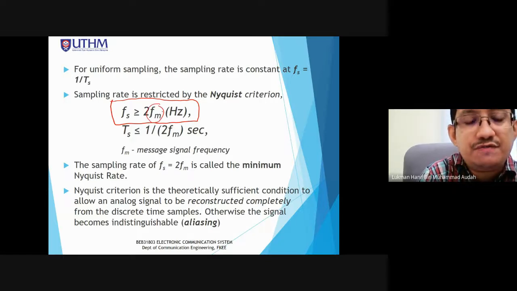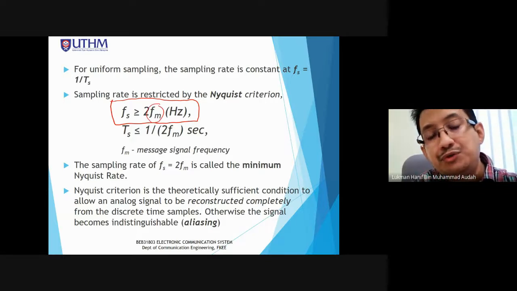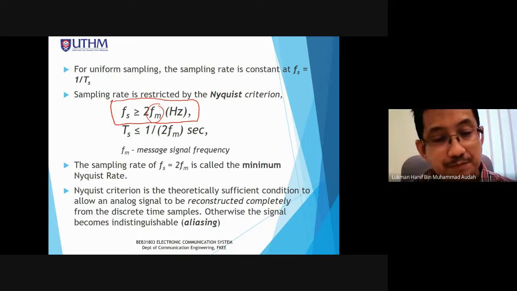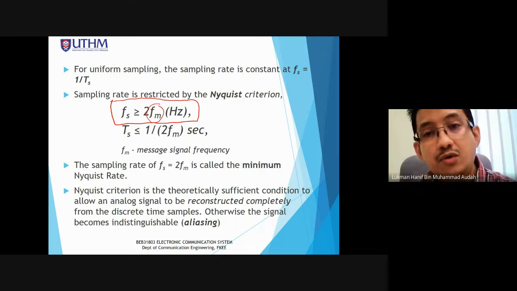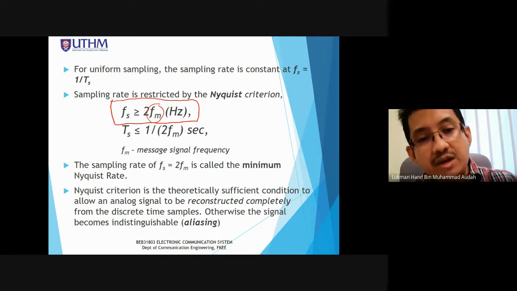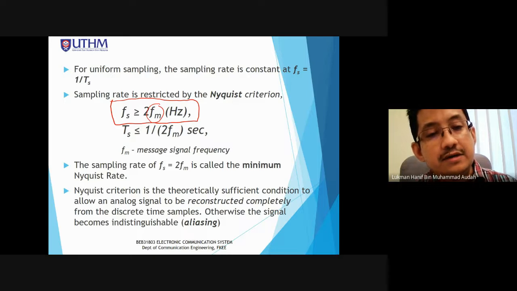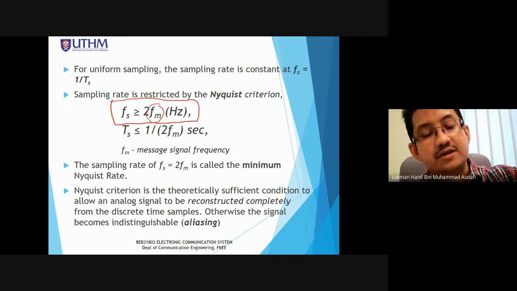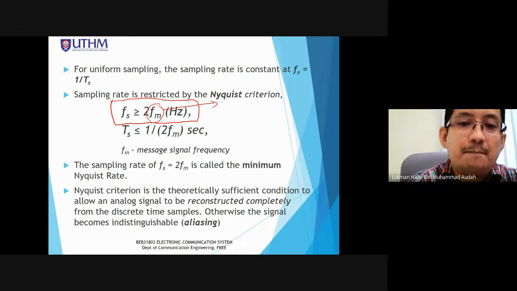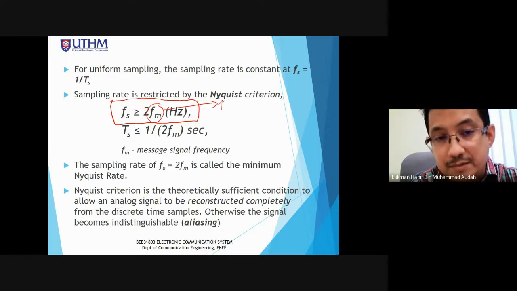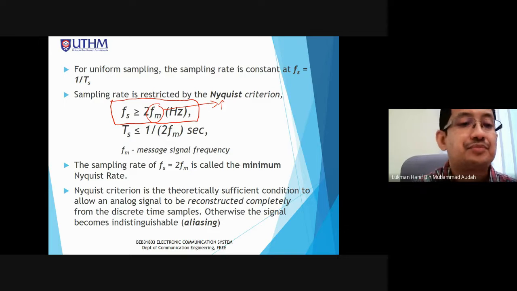This frequency of the input should be the highest frequency of the input, because in the practical scenario, we receive many input frequencies. Bukan hanya satu frekuensi, kita ada banyak input frequencies. And the input frequency that we should choose is the highest input frequency. So nilai FM di sini adalah nilai FM yang paling besar.